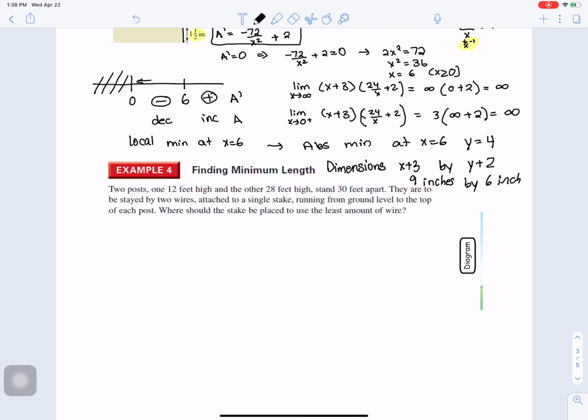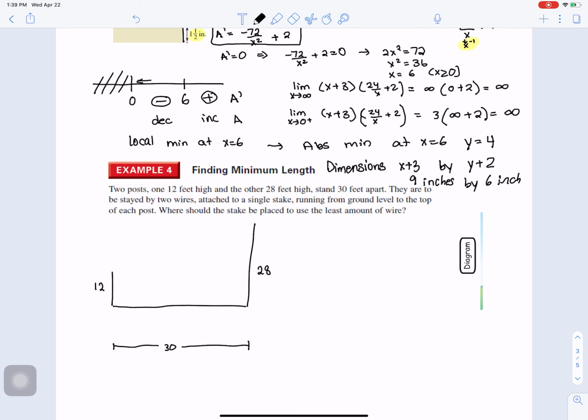Let's look at the next example. So 2 posts, one is 12 feet high and the other is 28 feet. So I'm going to make one of my posts here, and this is a fixed 12. And I'm going to make another post over here, which is 28 feet high. They stand 30 feet apart. So the total distance horizontally is 30 feet.